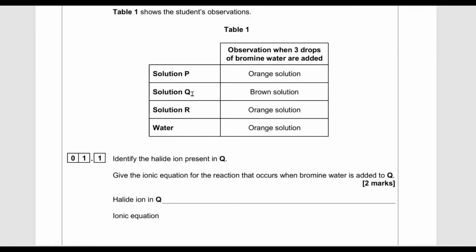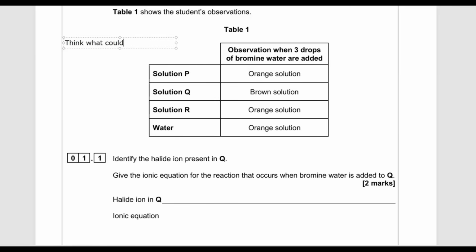So we've got the color changes going on here. Obviously, bromine water's orange to start with, so it's actually only changed color with Q. Identify the halide present in Q, the halide ion. Give the ionic equation for the reaction that occurs when bromine water is added to Q. Why don't you pause the video now, have a go on some paper, then unpause and watch my explanation.